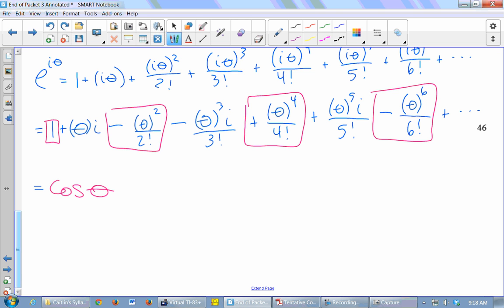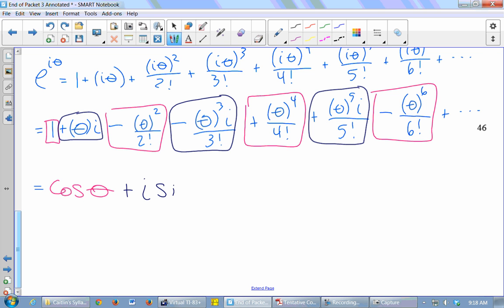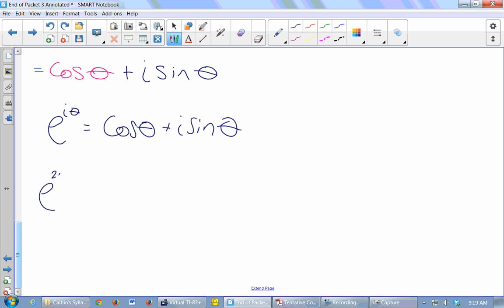Okay, and then things that have i's in them, I have theta times I minus theta cubed over 3 factorial times I plus theta to the 5th over 5 factorial times I. And if you ignore the i's, that's the Taylor series expansion for sine theta. But all of them are multiplied by I, so this is plus I times sine theta. So we have e to the I theta is equal to cosine theta plus I sine theta, which means that e to the 2 pi I is cosine 2 pi plus I sine 2 pi, which is 1.